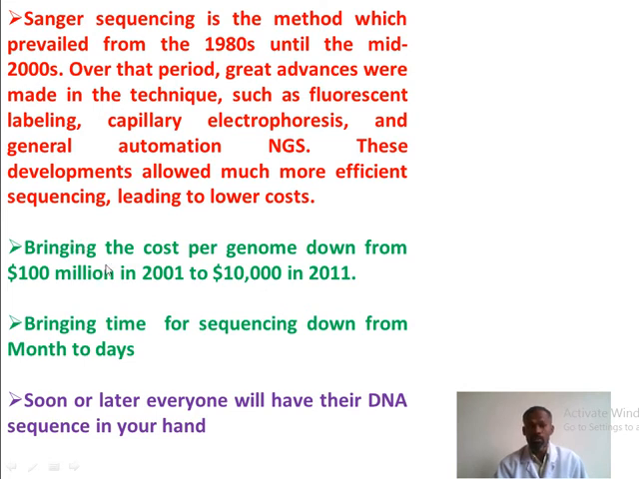About 10, almost 20 years back, if you wanted to do DNA sequencing, it cost almost $100 million per genome. But by 2011 it was reduced to $10,000 per genome. So the cost is reducing because of the advancement. At the same time, the sequencing time has come down. Before, it took a long time to sequence DNA; nowadays within a day we can complete a genome.